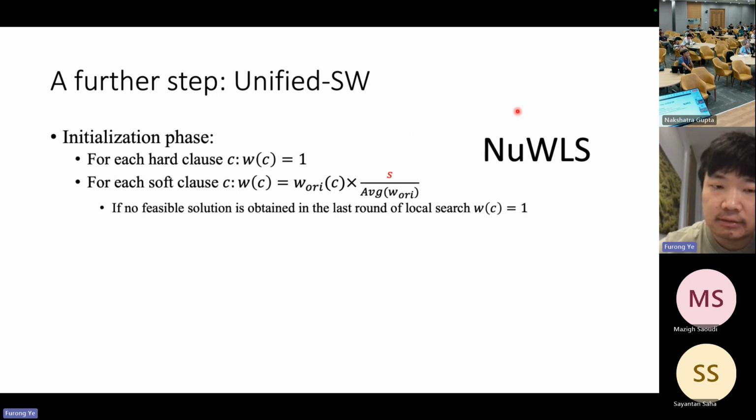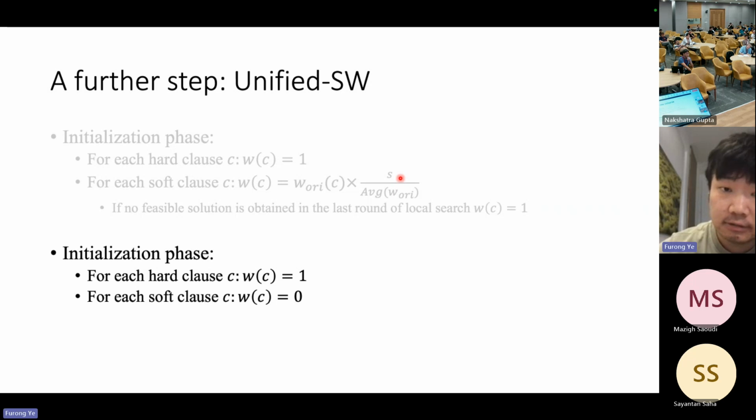So if we look at the initialization phase of NuWLS, we can see that even though the initial weights of soft clauses are normalized by the average of the soft weights of the problem itself, there is also an introduced parameter S. This S is trained based on the MaxSAT competition problem instances. However, if we apply this solver to problem instances that are not in the MaxSAT competition set, probably this is not a good choice. So in our new weighting scheme, we change the initial phase by assigning the soft clause weights starting from 0. So in the beginning, the hard clauses will have higher weights.